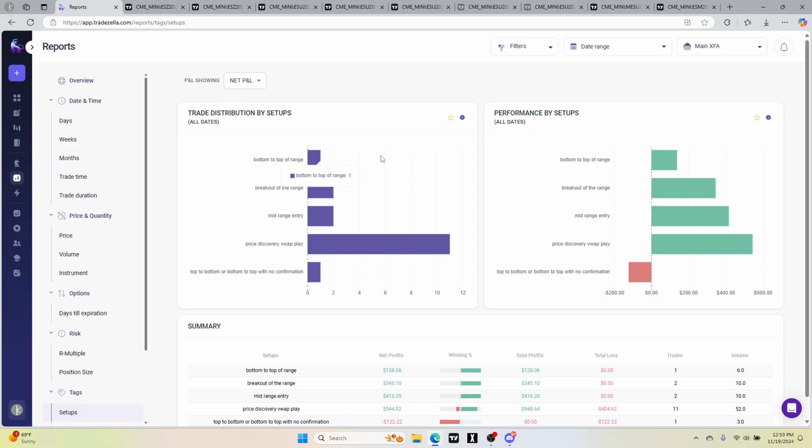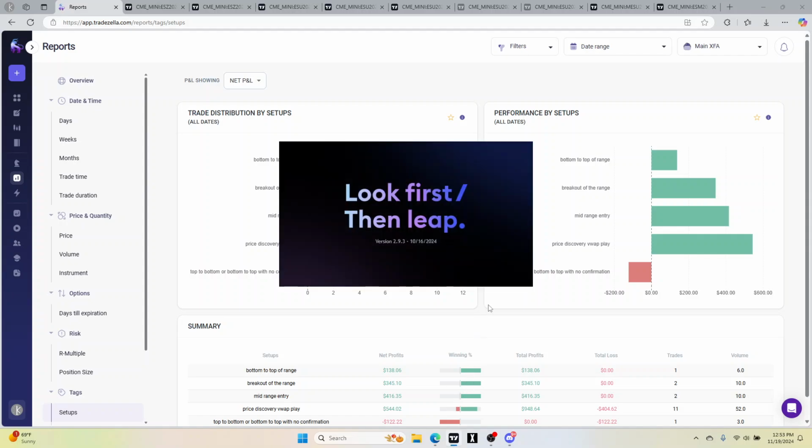So, real quick, what does this mean? This is the 15-minute opening range, the first 15 minutes of the session on any chart.